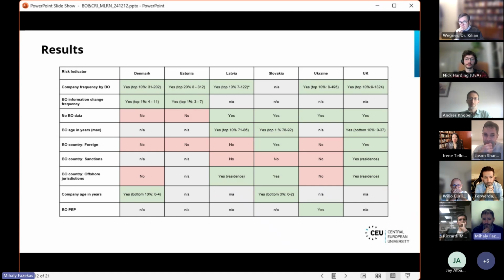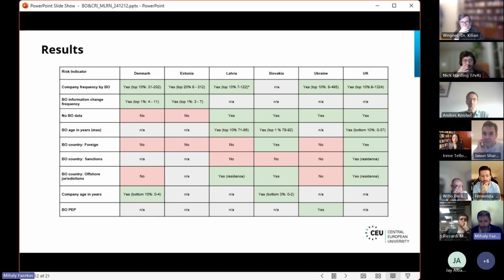So if you look at, for example, company frequency by the BO, mostly, whenever we could test, we found the hypothesized relationship. But what varies is exactly what the outliers are. What's the exact definition of the outliers? Is it 30 companies? Is it 10, 20 companies on the names of the same BO?